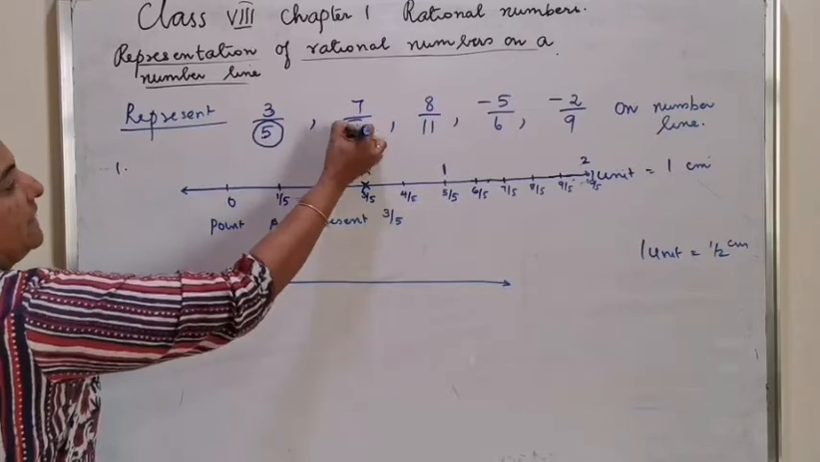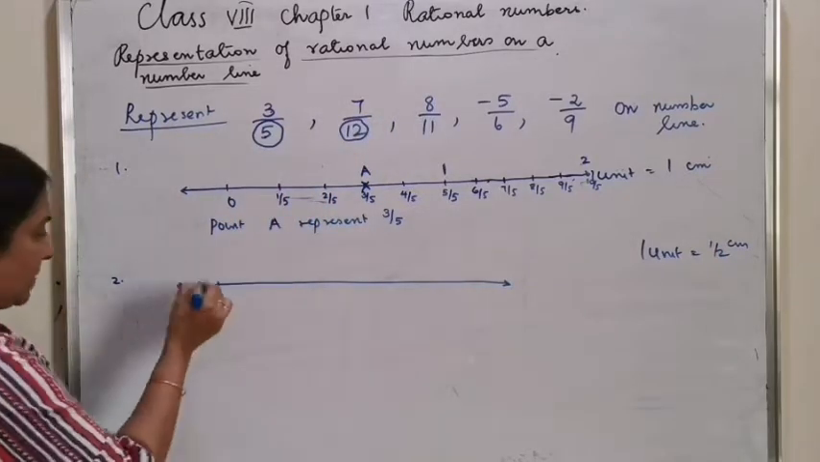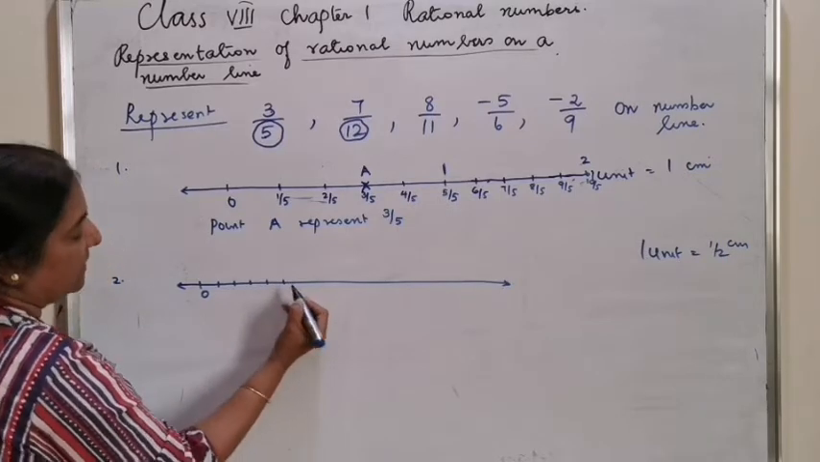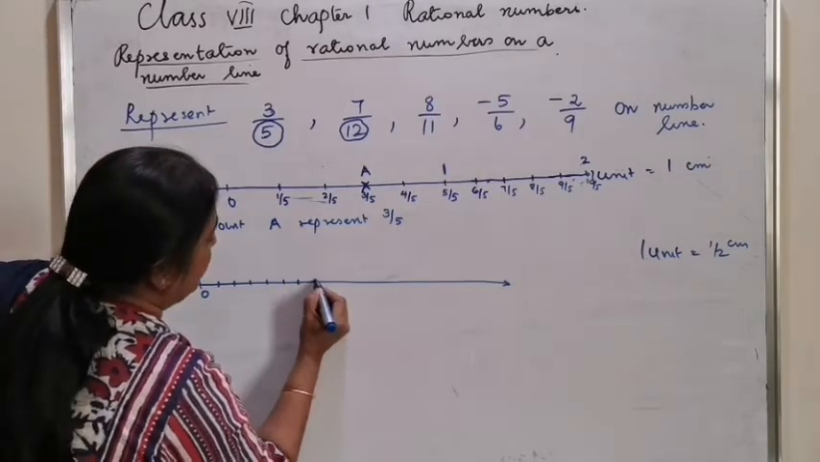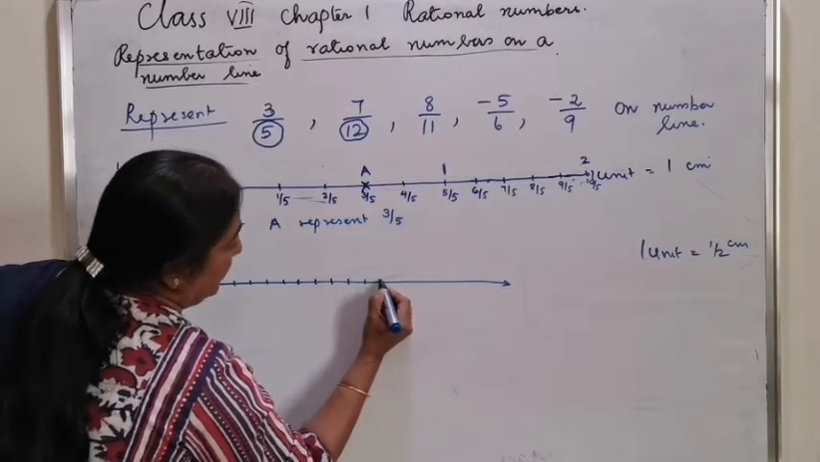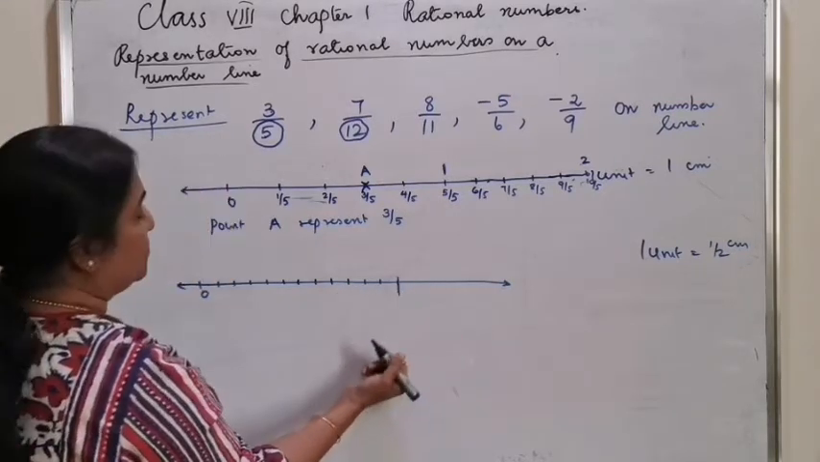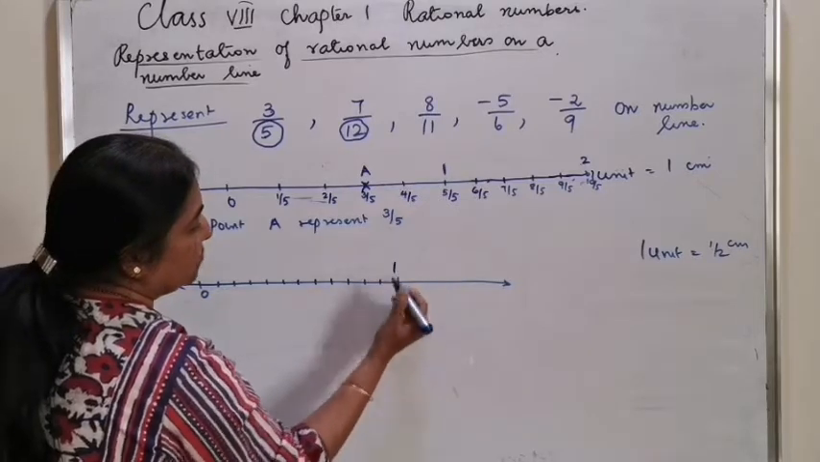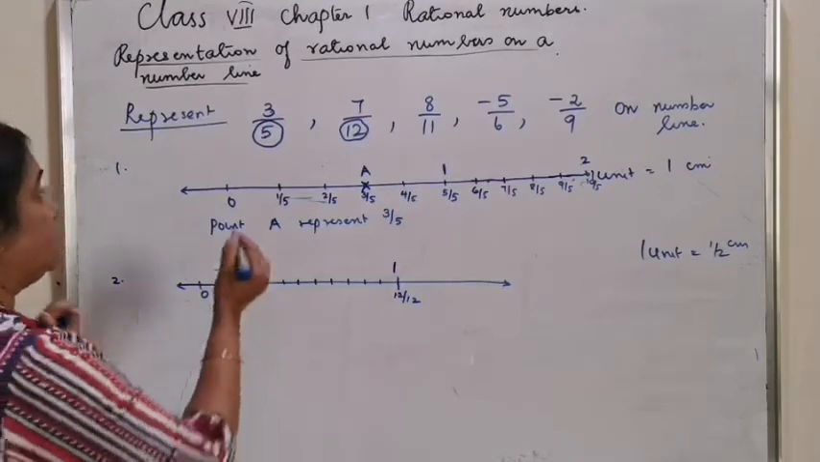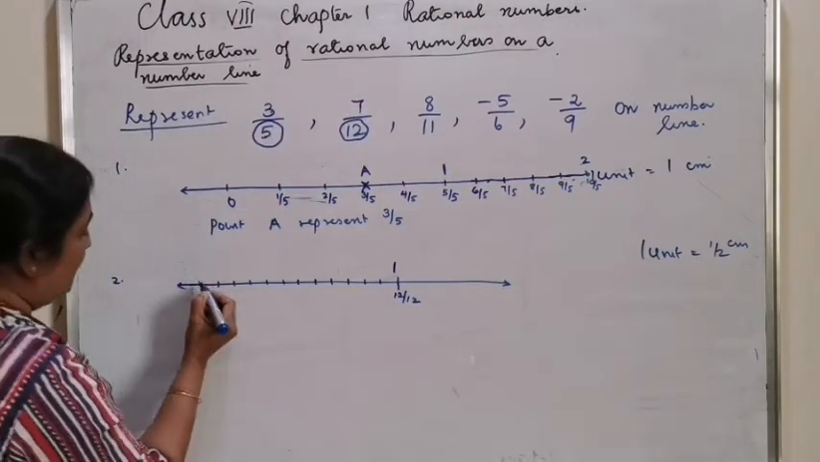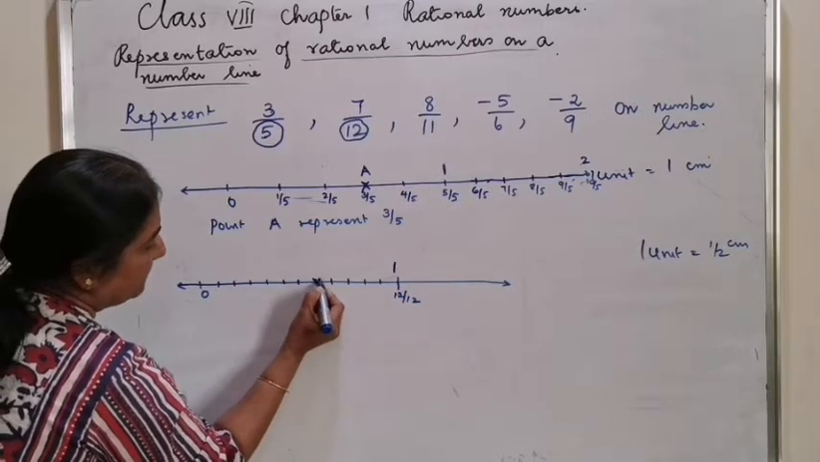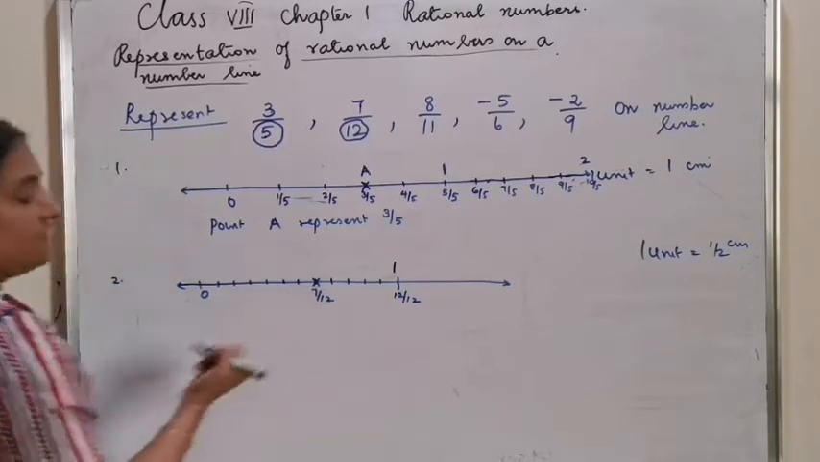1 by 12, read with the denominator. 1 by 12, 2 by 12, 3, 4 by 12, 5 by 12, 6 by 12, 7 by 12, 8 by 12, 9 by 12, 10 by 12, 11 by 12, 12 by 12, you will mark it as 1 right here, 12 by 12, and the point is 7. So 1, 2, 3, 4, 5, 6, 7. You can plot it as 7 by 12.